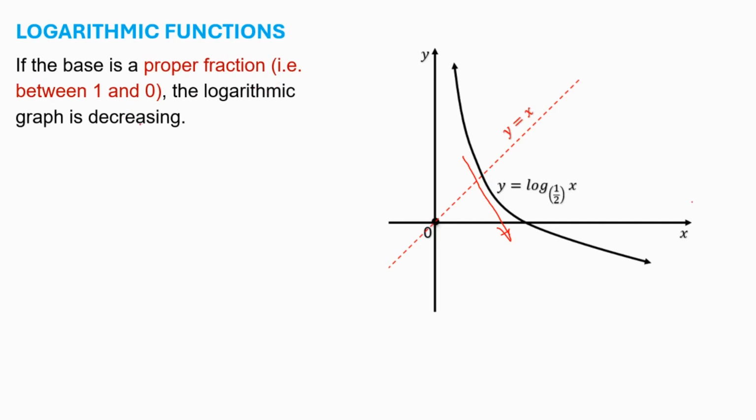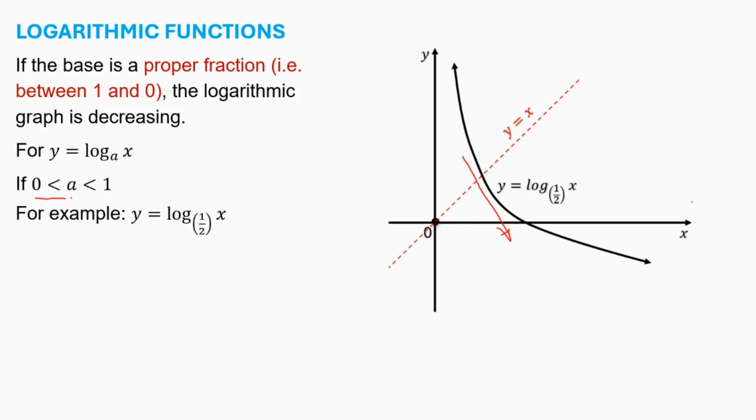It is very, very crucial to take note of this. We're going to use it when we sketch these graphs. For y is equal to log of x to base a, if a is between 0 and 1, for example, if we have y is equal to log of x to base half, you see the base is between 0 and 1. That means that the graph will be decreasing.